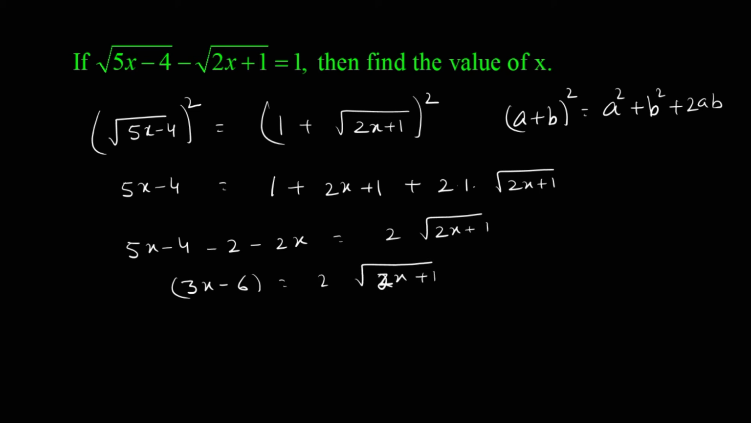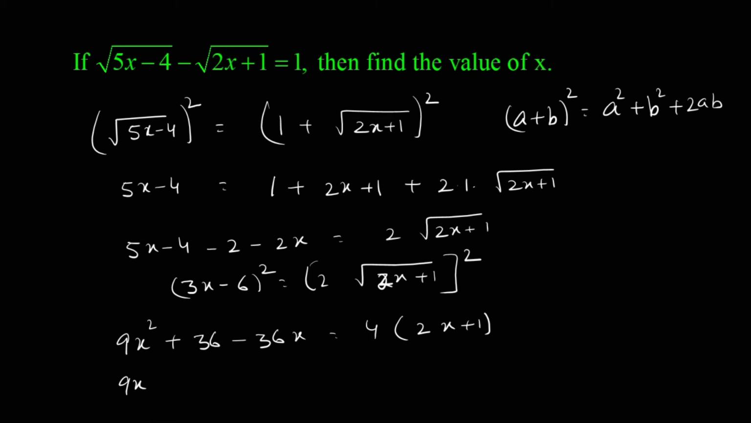Again we have a radical sign, so again we are squaring both sides. We can write (3x minus 6) to the power 2, this is equal to (2 plus under root 2x plus 1) to the power 2. So squaring again we have 9x square plus 36 minus 2 into a into b, so this is 36x, and this is equal to 4 into (2x plus 1). Now we get a quadratic equation here, 9x square plus 36 minus 36x and 4 multiplied by 2 is minus 8x, so we have minus 8x and minus 4, this is equal to 0.